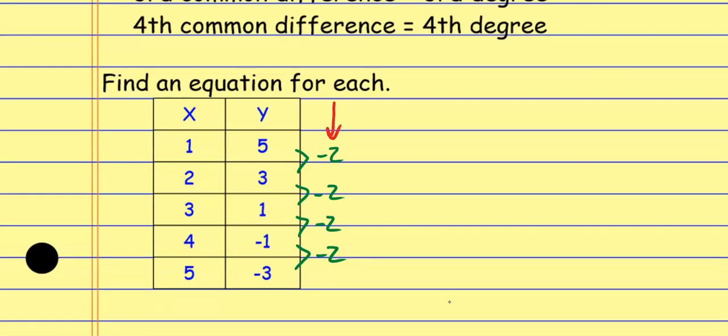It's my first attempt, okay? If these values are not different, then I would start looking at the differences between each of these. And if those are common, that's the second difference, then it would be a second degree. And I just keep going until I get the common difference that's the same each time, all right?